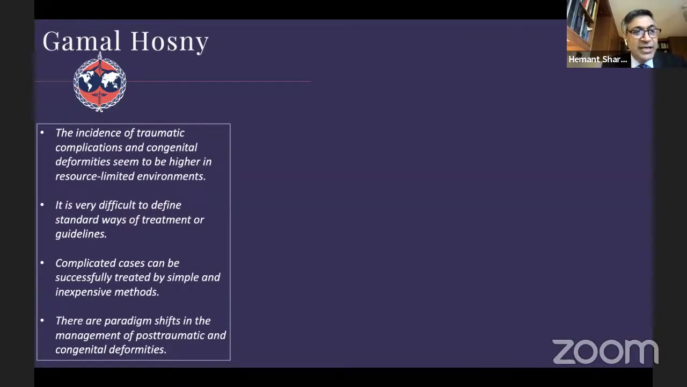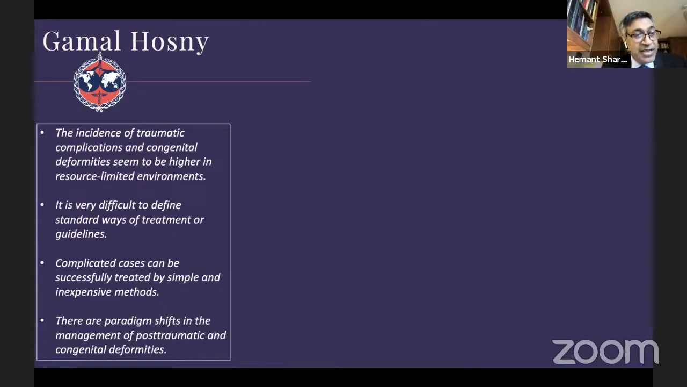Started with Gamal, who pointed out how big the problem is, and that complications and congenital deformities seem to be much higher in resource-limited environments, and a number of things he pointed out on that. He quite clearly emphasized that you can't just follow numbers and one way of treatment. You need to have a variety and an open way of looking at these things.